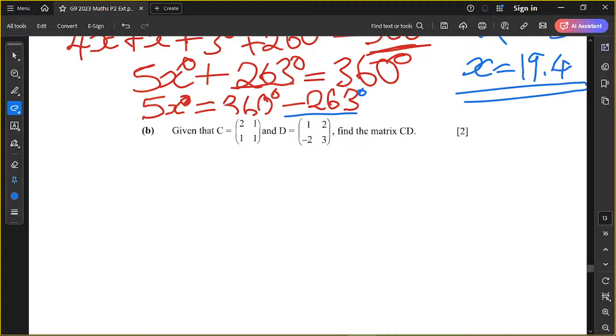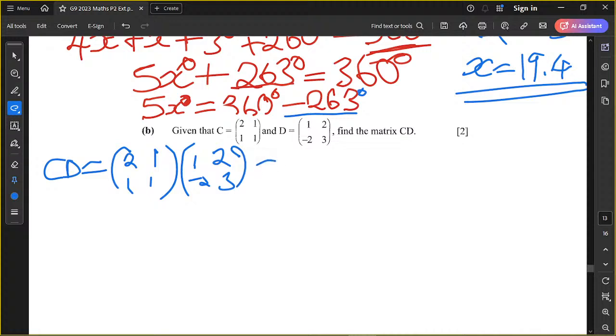Now let's go. B, given that C is equal to (2, 1, 1, 1) and D is equal to (1, 2, negative 2, 3). Find the matrix CD. Okay, so here we need to find the matrix CD. So we write CD is equal to, we open bracket for the first matrix, which is 2, 1, 1, 1, close bracket, multiplied by D, which is 1, 2, negative 2, 3. Okay, we close bracket like that. Then we say is equal to.